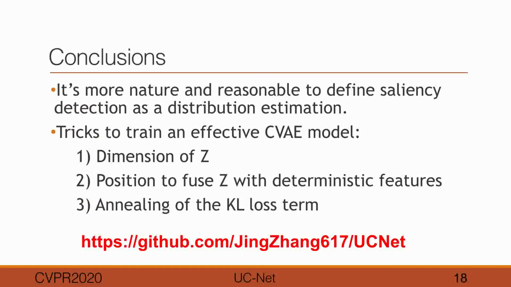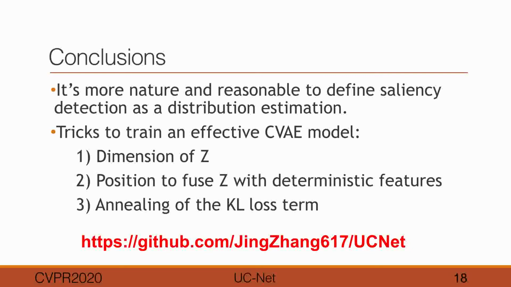To conclude, we argue that it's more natural and reasonable to treat saliency detection as a distribution estimation problem. And here, I share with you some tricks to train an effective CVAE for our task. Firstly, we found that the dimension of Z really matters. A larger Z can improve diversity of prediction while decreasing the network performance, while a smaller Z may generate nearly consistent predictions.